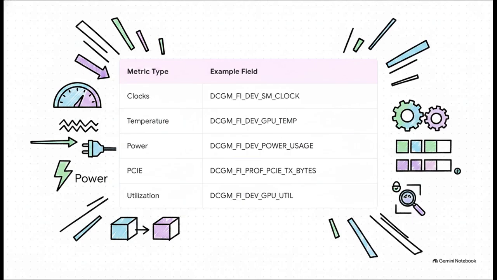Well, the sheer depth of the telemetry you unlock with DCGM is absolutely incredible. You're not just checking if the GPU is simply on.